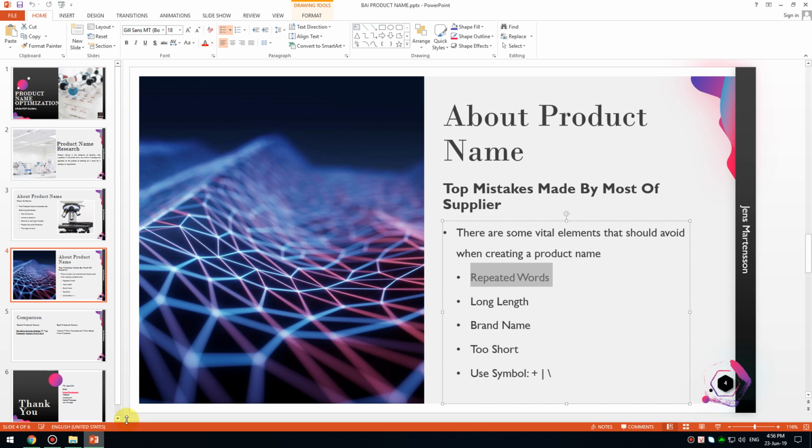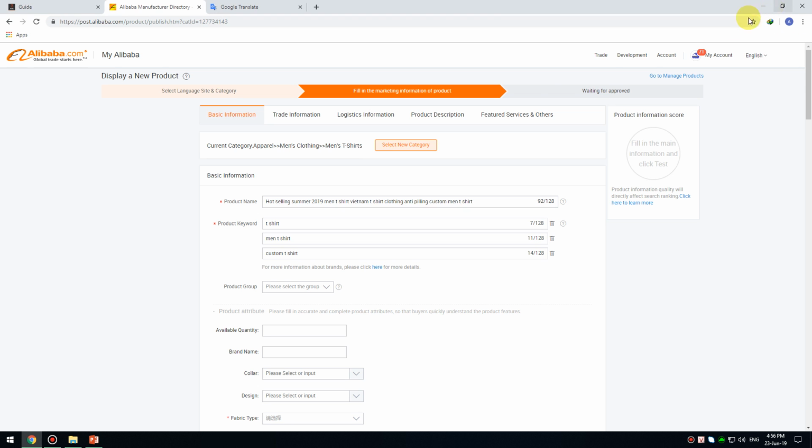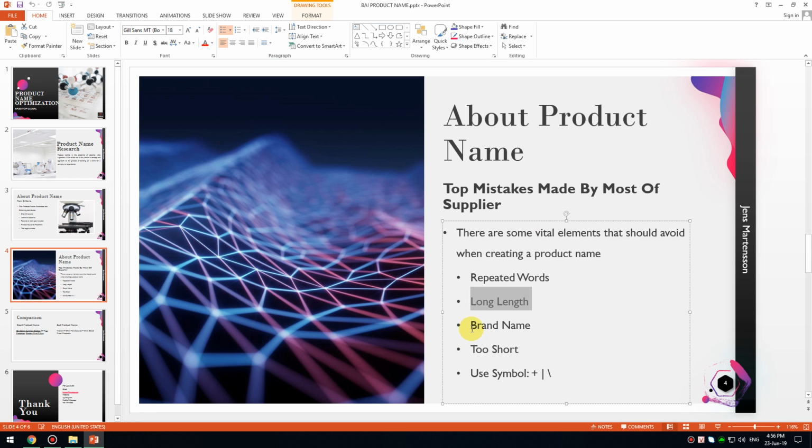Secondly, the long length. Your product name should be under 100 letters. It should not be so long. The customer doesn't want to read a product name that is too long, and it might not attract them to your product name. And the third one, they use a brand name.